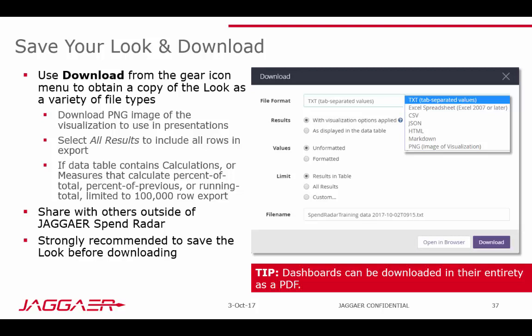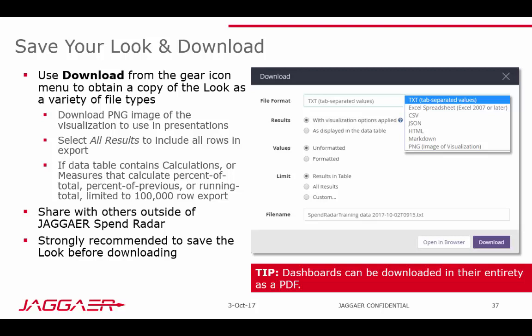Download from the gear icon menu to obtain a copy of the look as a number of different file types. You can see the different file formats shown to the right. If you choose Excel or CSV, you can download the data, or you can even choose the PNG image of the visualization to use in presentations or to share in an email, for example.